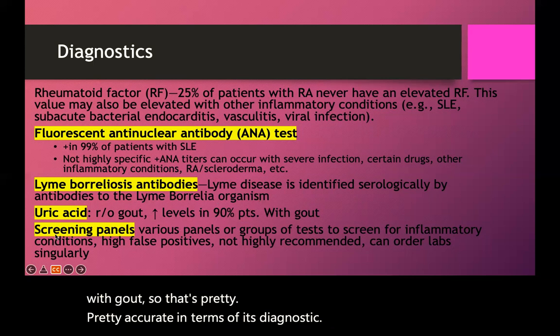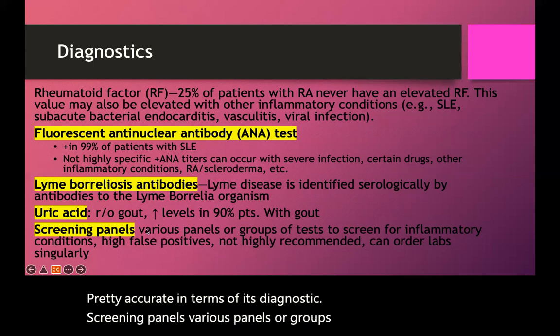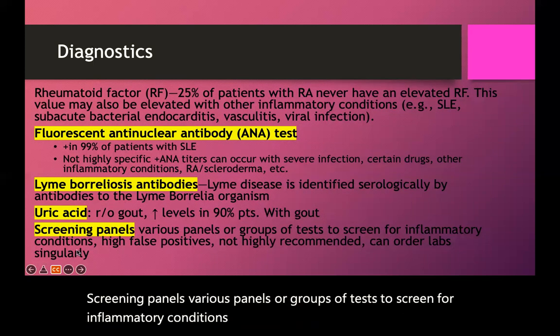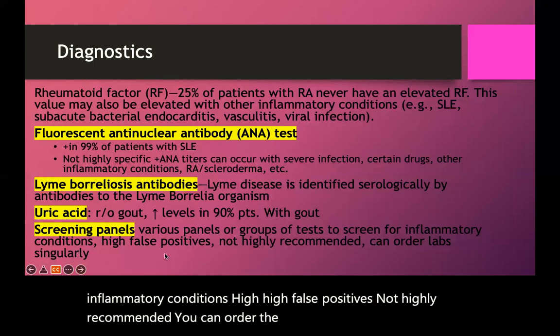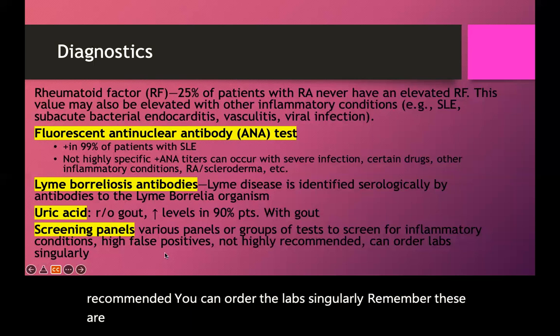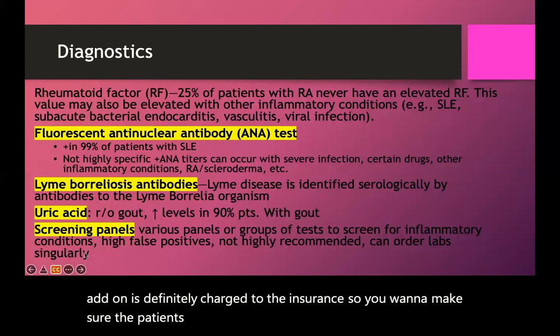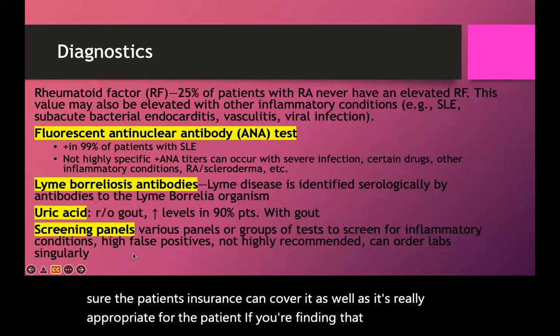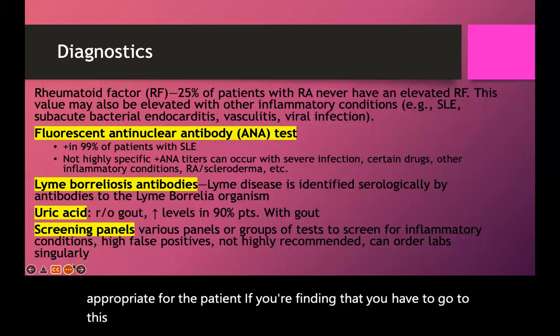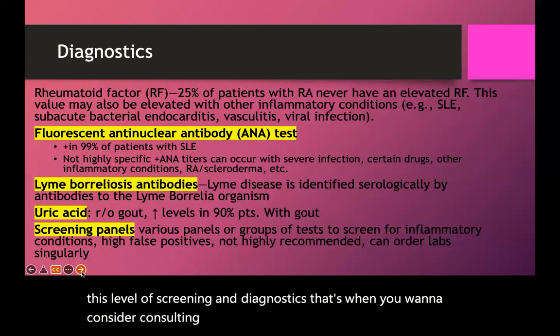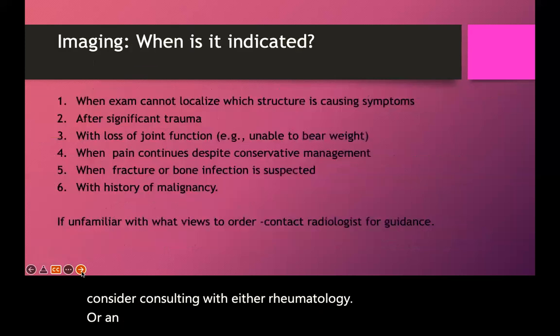Screening panels, various panels or groups of tests to screen for inflammatory conditions, have high false positives and are not highly recommended. You can order the labs singly. Remember, these are also expensive to order. It's not free. Every little thing you add on is definitely charged to the insurance. So you want to make sure the patient's insurance can cover it, as well as that it's really appropriate for the patient. If you're finding that you have to go to this level of screening and diagnostics, that's when you want to consider consulting with either rheumatology or an orthopedic specialist.